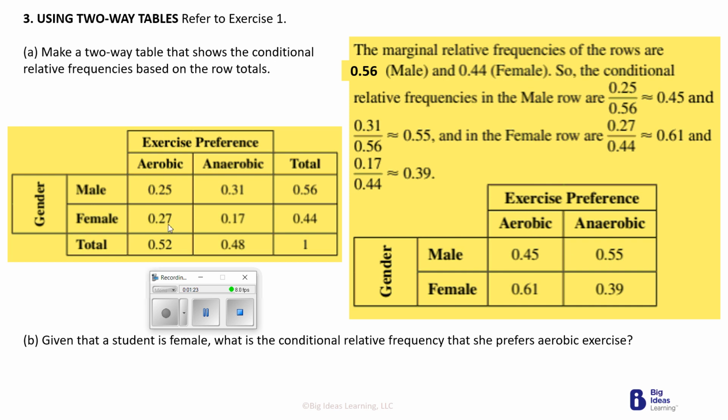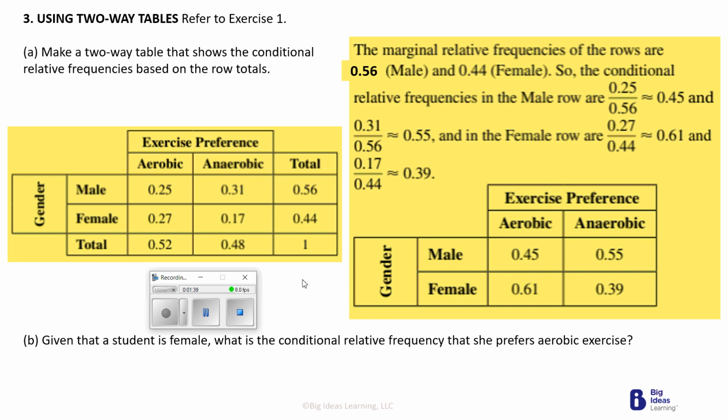Then we'll take 0.27 and divide it by 0.44. That's going to give us 0.61. And lastly, we'll take 0.17 and we'll divide it by 0.44. That's going to give us 0.39.